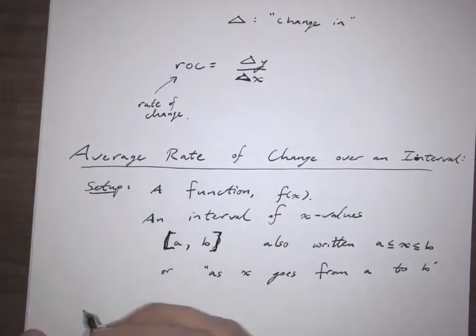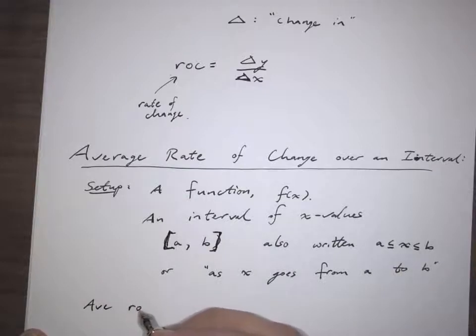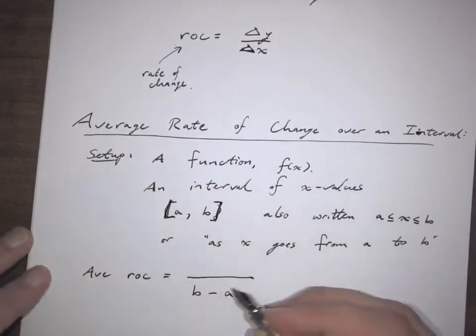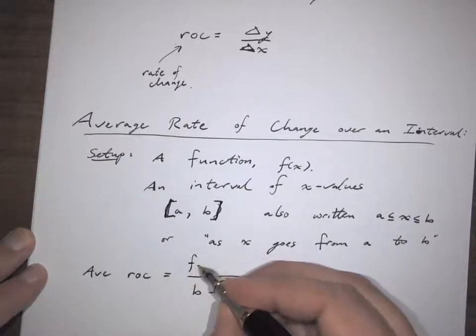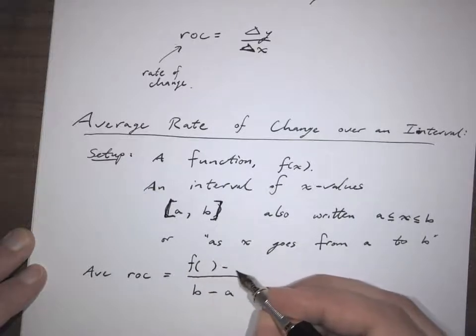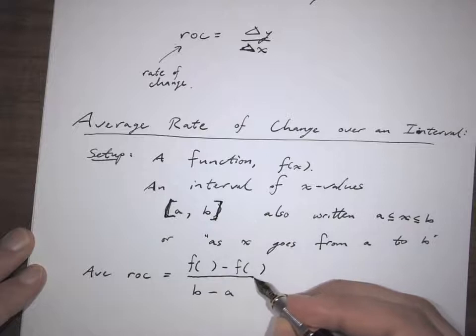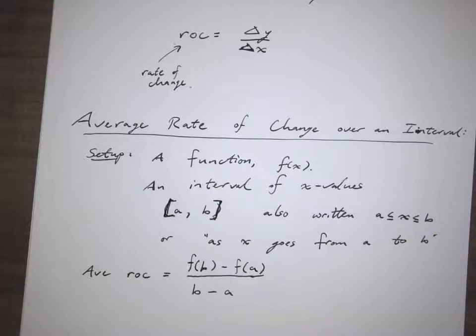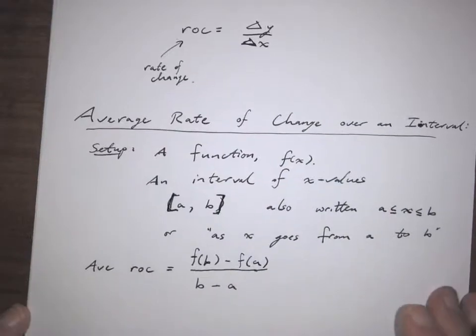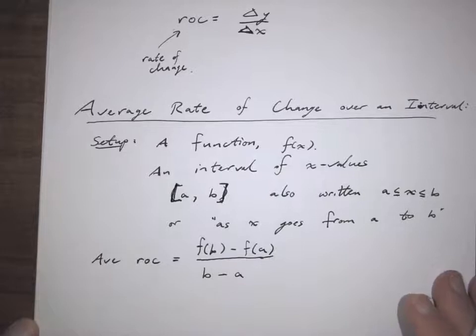Okay, so that's the setup, and then the average rate of change is going to be how much the y's have changed over that interval divided by how much the x's have changed over that interval. Well, the amount that the x's will change over that interval is how wide the interval is, which is just the difference. From a to b is b minus a. But then the y values for each of those are going to be what you'd get if you actually plug those values into the function. So f of b minus f of a. So that's what it means to take the average rate of change over an interval.